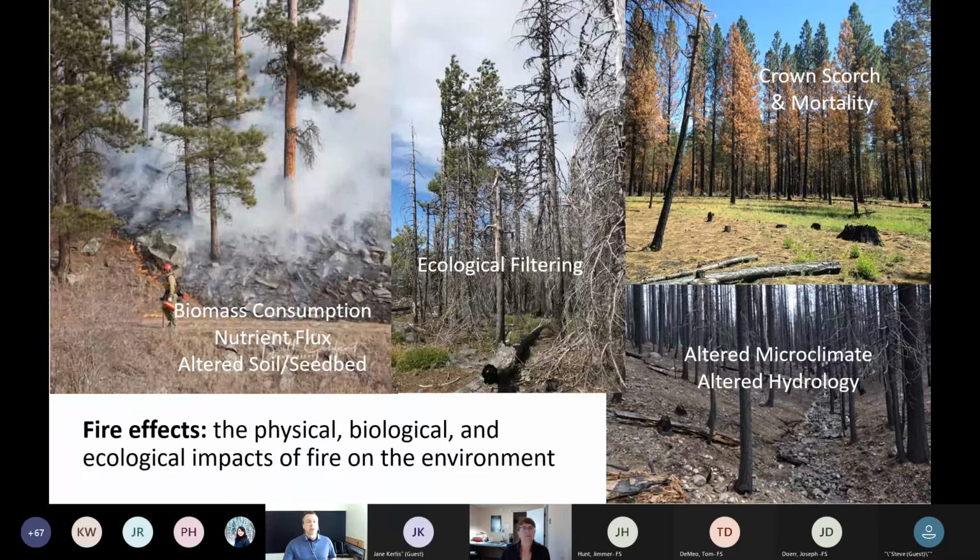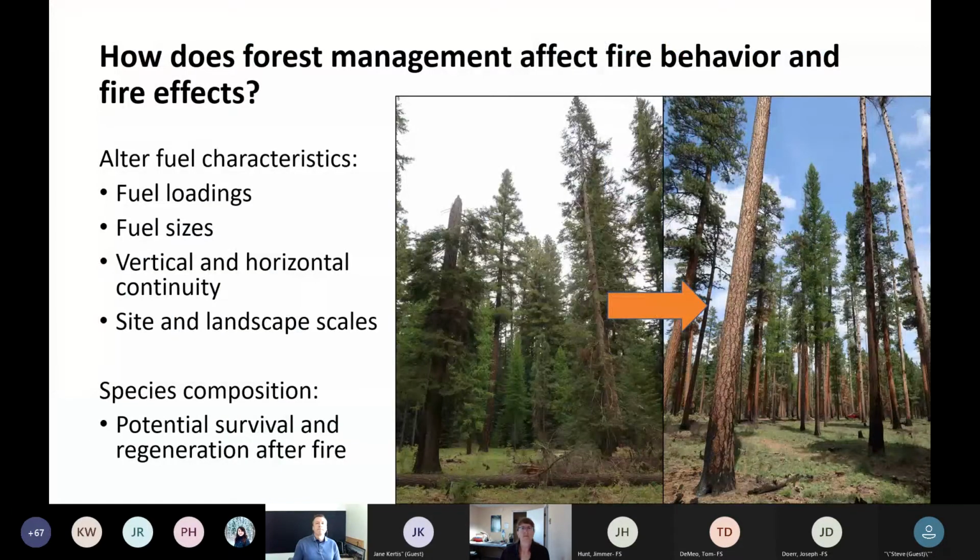So when I'm talking about fire behavior, I'm talking about the way fire responds to the landscape and the fire weather conditions it's burning under. When I'm talking about fire effects, I'm talking about these outcomes of fire on the environment and ecosystems that it burns through.